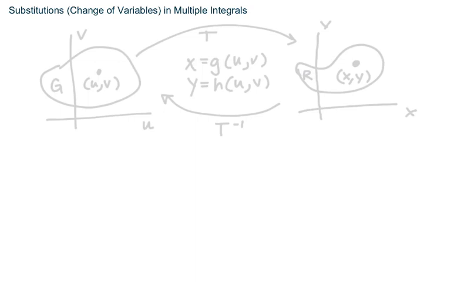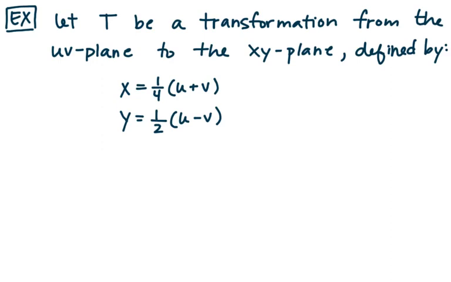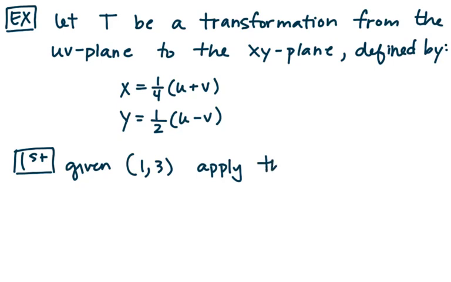I think one of the better ways for us to understand what's going on here will be to jump right into an example. For this example, we're going to let T be some transformation from the UV plane to the XY plane, and it is defined by the following. We have that x is 1/4 of the quantity u plus v, and y equals 1/2 the quantity u minus v.